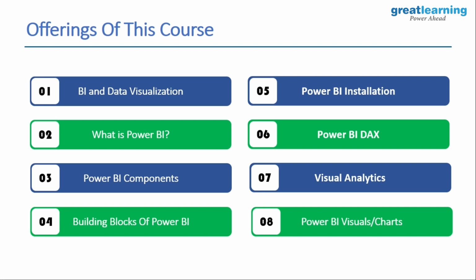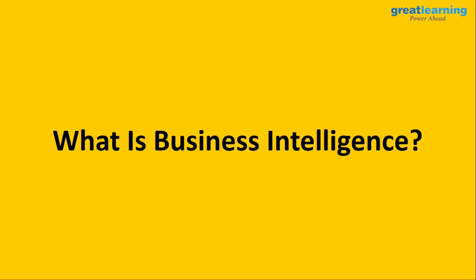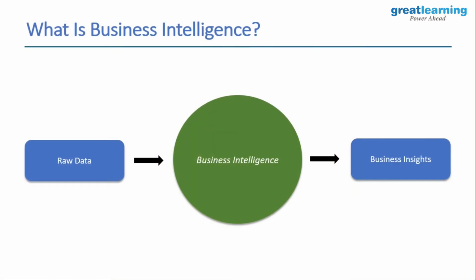Let us quickly get started with the first bit of this course. So let us first understand what is business intelligence. So when we talk about business intelligence, it has a fairly simple yet easy definition. So business intelligence is nothing but the process of taking in raw data and generating business insights out of it.